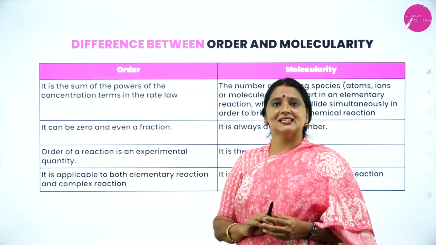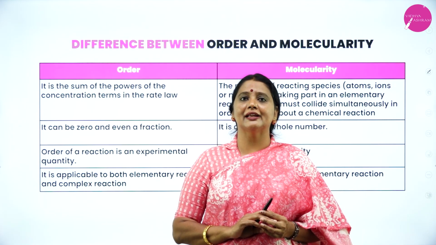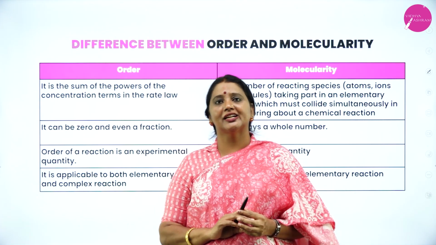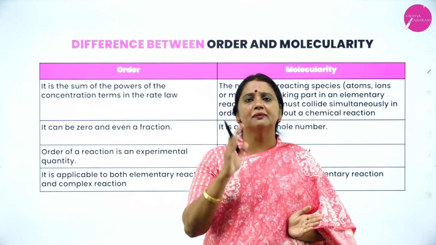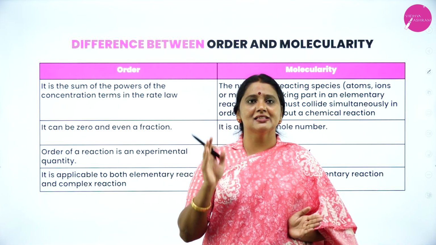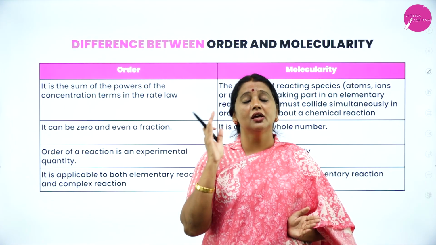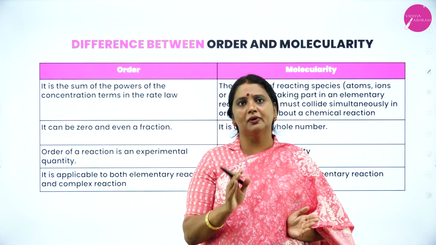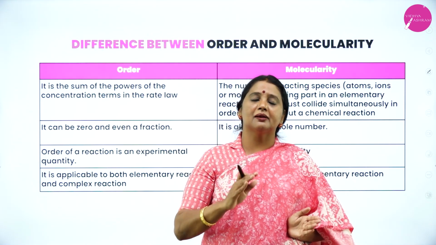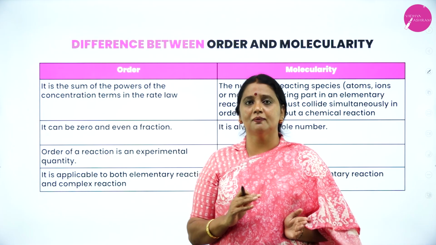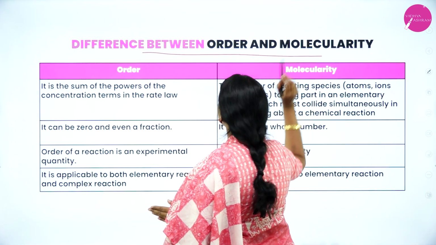Finally, today in this class, I discussed two new terms, that is order and molecularity. What are the differences between order and molecularity? Already you know that order is determined by experiment. Molecularity is obtained from the balanced chemical equation. Order is not always a whole number, it may be zero or a fraction, but molecularity is always a whole number. Molecularity is only applicable to elementary reactions, but order is applicable to both elementary as well as complex reactions.